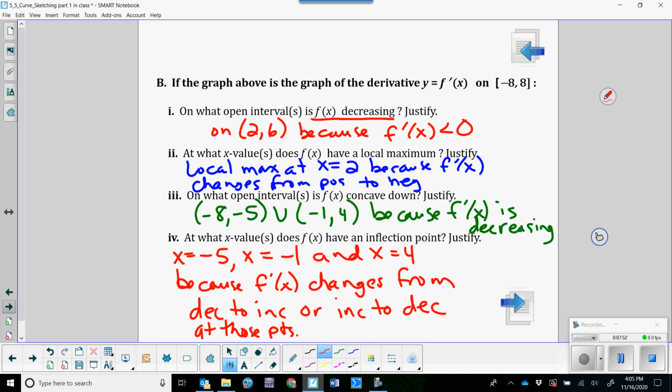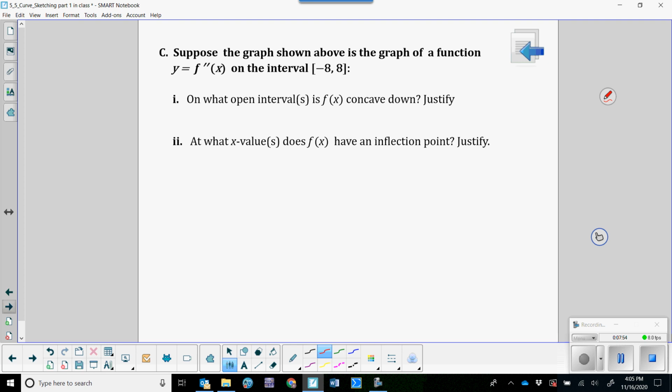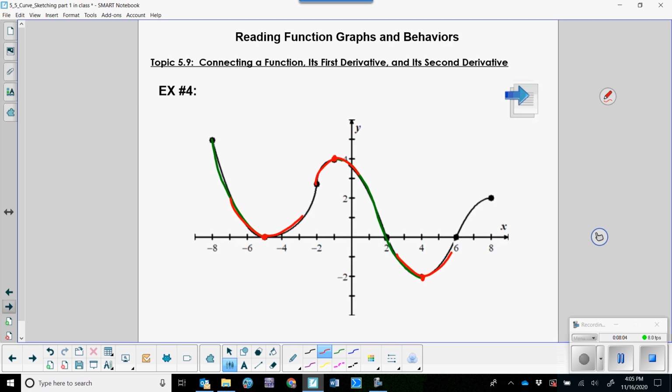Okay, next thing that we're going to do with the graph is we're going to say, now let's suppose the same graph happens to be f double prime. So if this graph is f double prime, we want to know when would f be concave down. I've got to quit looking at the shape and say to myself, if this is f double prime, what does f double prime tell me about f? Well, if f double prime is positive, f is concave up. If f double prime is negative, f is concave down.